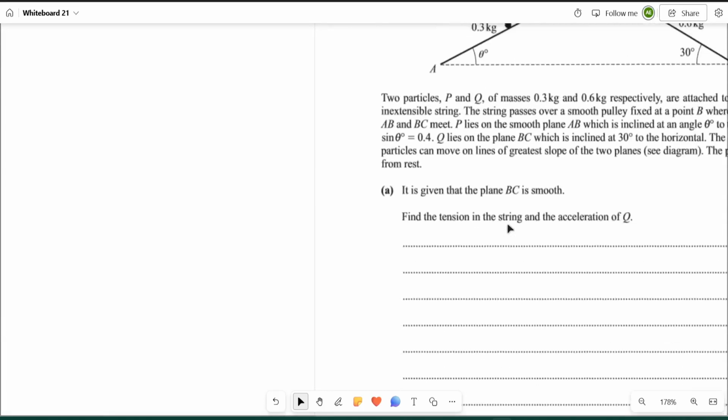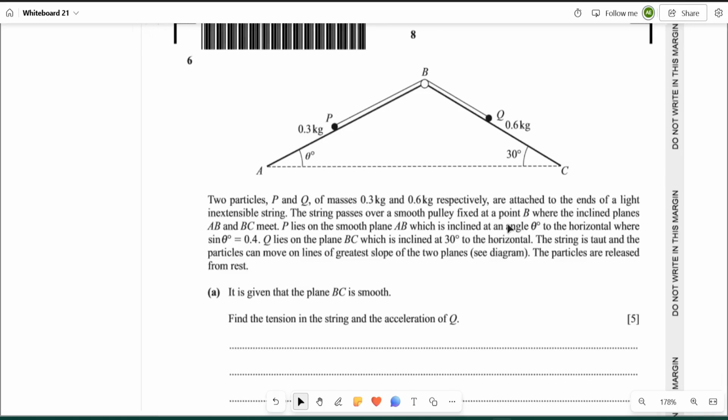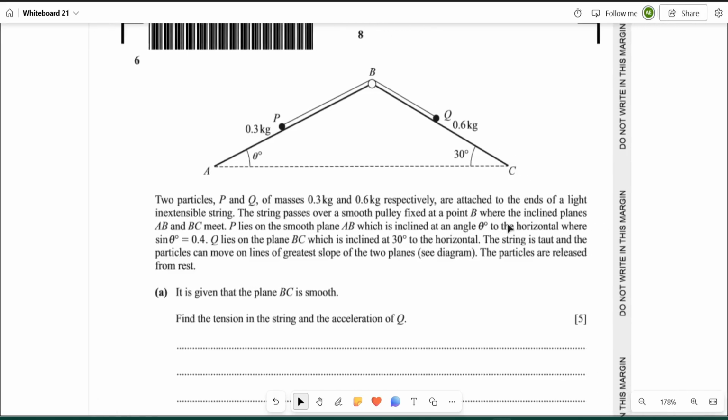Now, let's move on to question number 6. Okay, this question is interesting, so let's try and attempt it together. This question says that we have two particles, P and Q, masses 0.3 and 0.6 kilograms respectively, attached to the ends of a light string. Light is basically a way to tell you that the tension throughout the whole string is equal. So the tension on this part is going to equal the tension on that part.